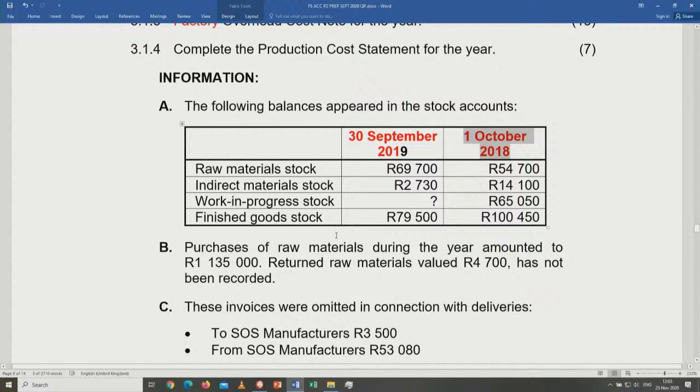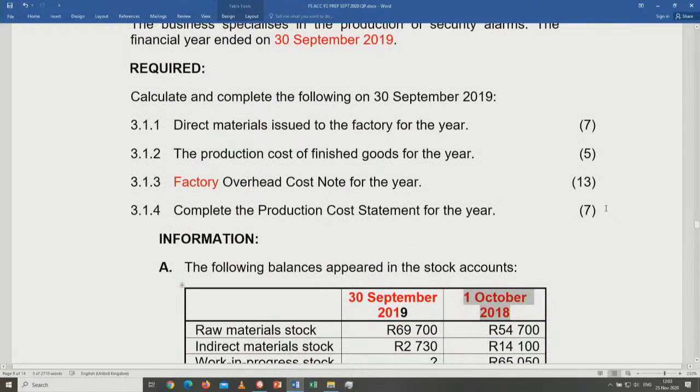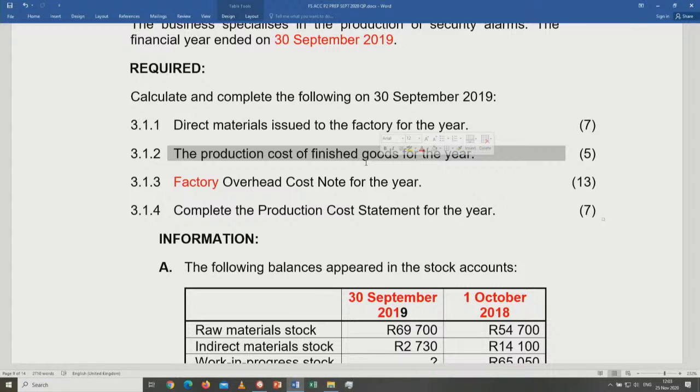Okay, then I have finished goods stock. Earlier I saw in my questions that I'm going to do the production cost of finished goods. Do you see there's finished goods? Finished goods for the year. So that information I can also use in my finished goods. I can either do a calculation or I can do a ledger account. Go with the one that you find easier. I always find the ledger accounts easier for me. They will give you marks whether it's the calculation or the ledger account. Let's go for the ledger account, right?